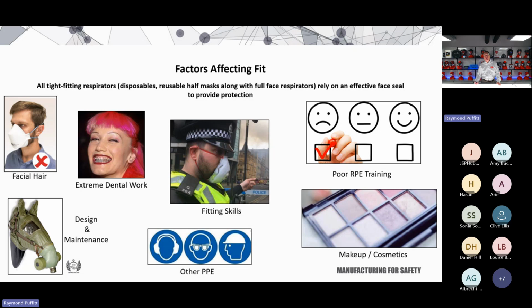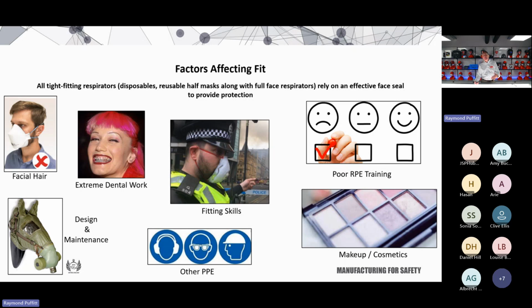This policeman here probably wasn't taught very well how to put a disposable respirator on correctly, and he's wearing this as an ear loop mask when it should be a crown and a neck strap. So all these are factors that will affect the APF value of your mask if it's not fitted correctly and worn correctly. Training is another one.